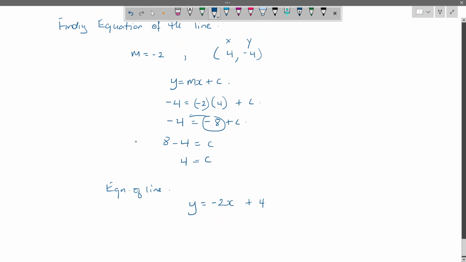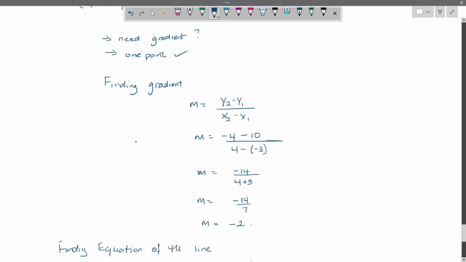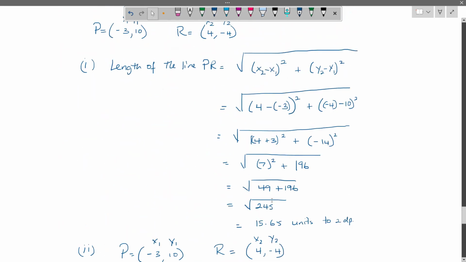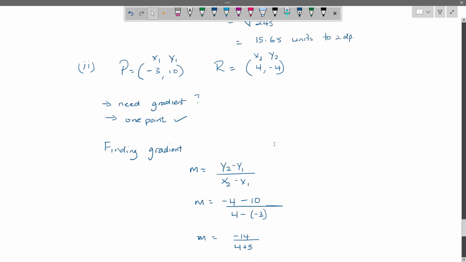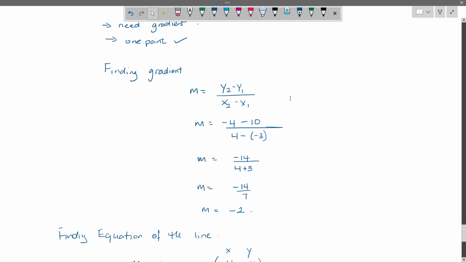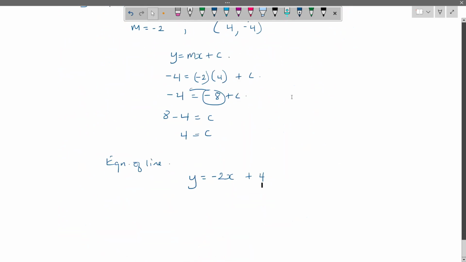All right? So we have our length of the line, 15.65 units to 2 decimal places. For the equation of the line, we found the gradient because we weren't given the gradient. And then we got the equation of the line, y is equal to -2x plus 4.